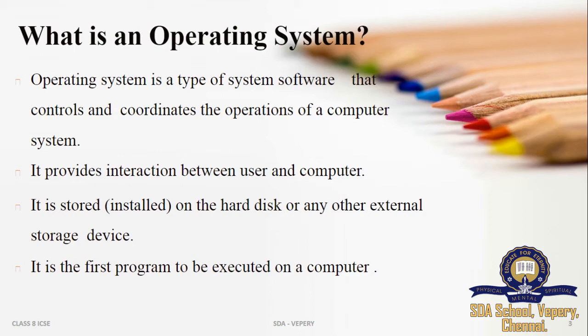Where is this operating system installed, exactly where is it located? It is stored and installed on the hard disk. If you have an external hard disk or storage device, you can even store it in that. It is the first program to be executed on the computer. Once you switch on your computer, the very first program executed is the operating system.